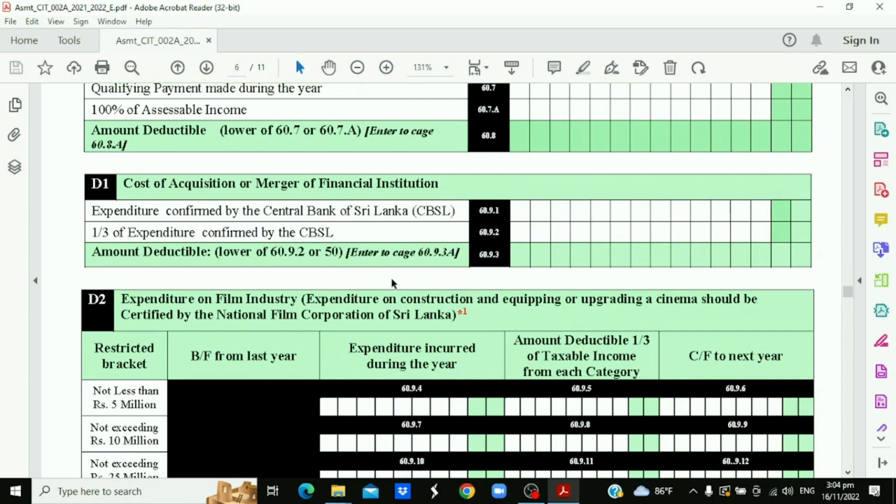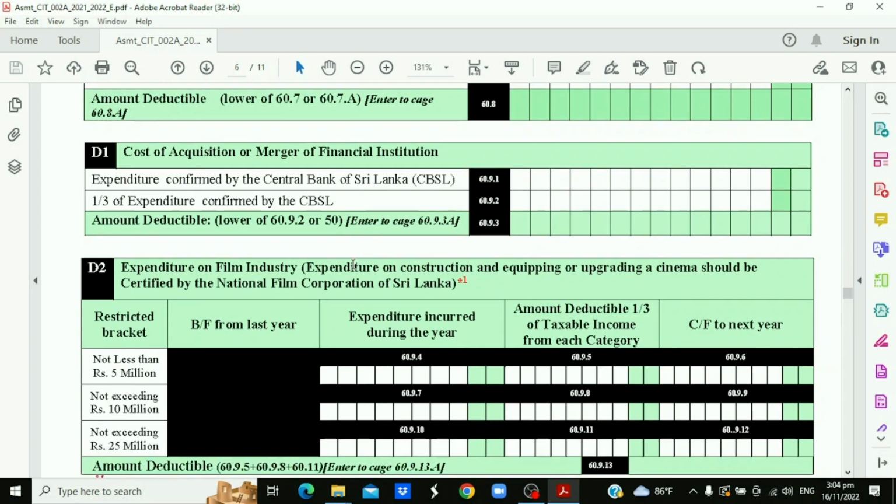Fourth and fifth one. Fourth, D1 and D2, are newly added to the table here. D1 is applicable only for financial institutions, right? The cost of acquisitions and mergers of financial institutions we are going to consider here, right? This expense should be confirmed by the central bank, right? Then 1/3 of the expenditure is able to be deducted within the one year time, right?